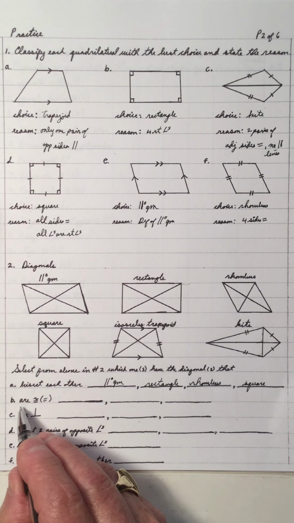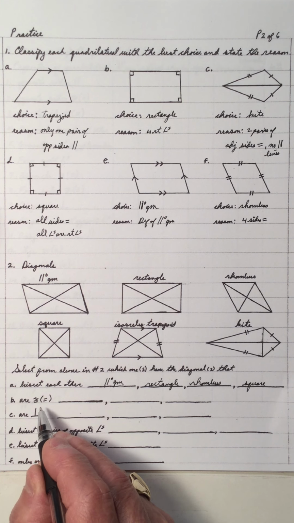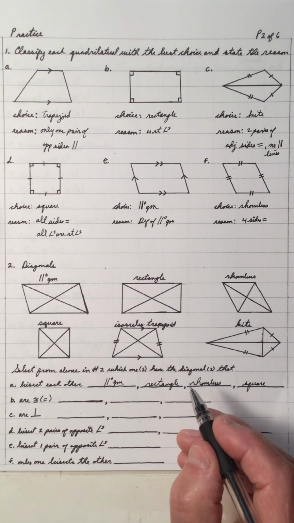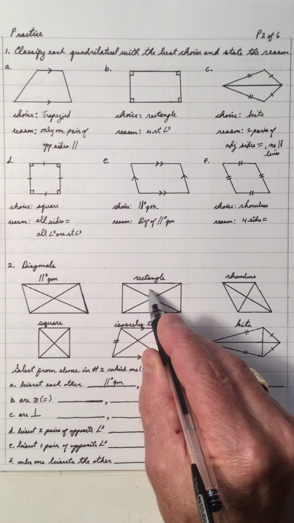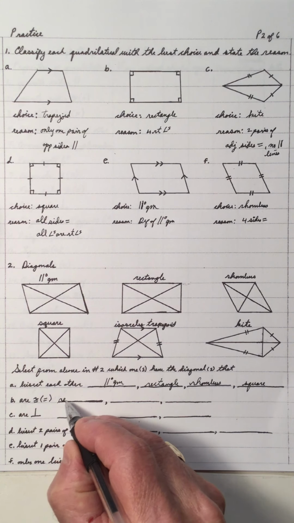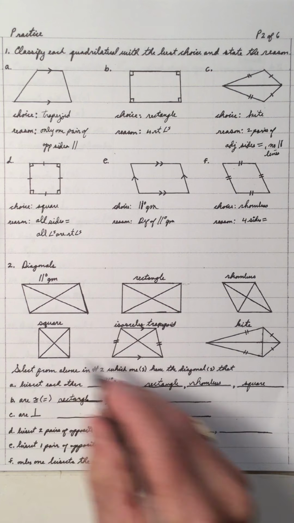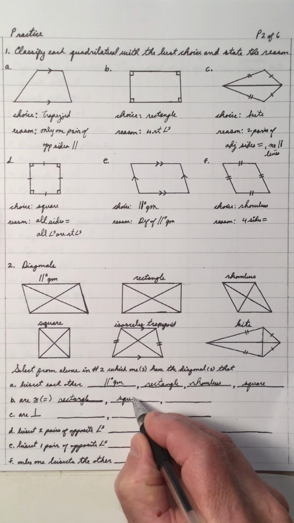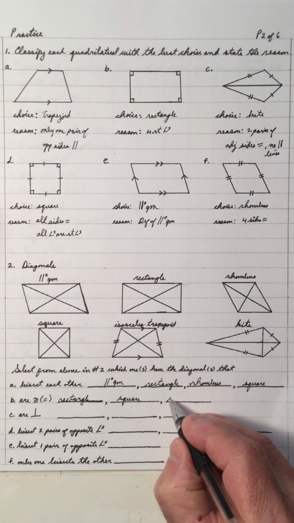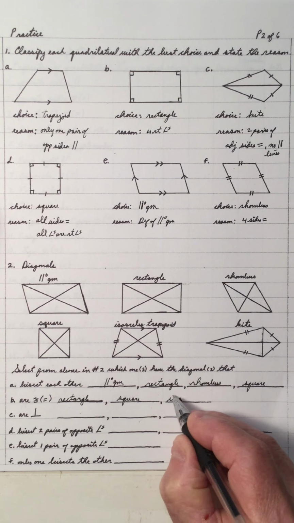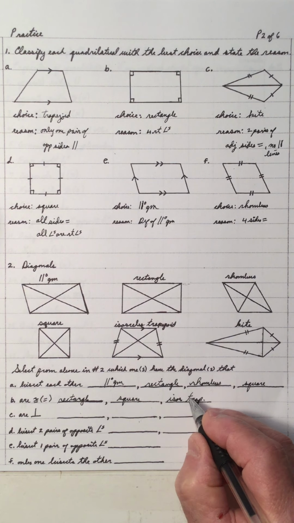And which ones have congruent diagonals? The diagonals are congruent when we have right angles, if it's a rectangle, so we've got to be careful on that one. The diagonals are congruent in a square, and there's one exception: the diagonals are congruent in an isosceles trapezoid. Not only when it's right angles, but in a trapezoid it has to be isosceles.